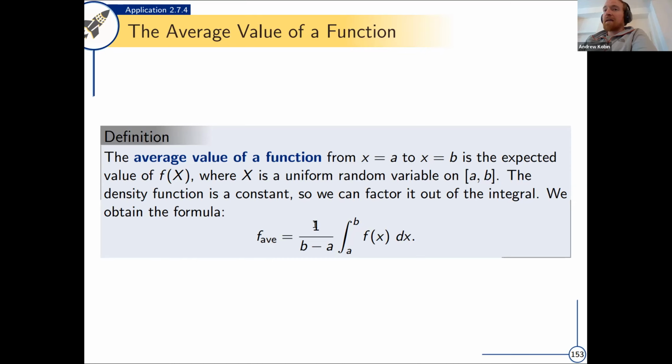The reason is that the distribution function of capital X, if X is a uniform random variable on a to b, is precisely 1 over b minus a. So the uniform random variable has as its distribution function 1 over b minus a. And we've actually seen this a couple times in class and in the previous lecture. Since that density function for the uniform variable X is a constant, we can factor it out of the integral and obtain this formula. This is the formula that you may have learned before for the average value of a function, but now interpreted in terms of random variables. And here we are taking the function f of that uniform random variable.